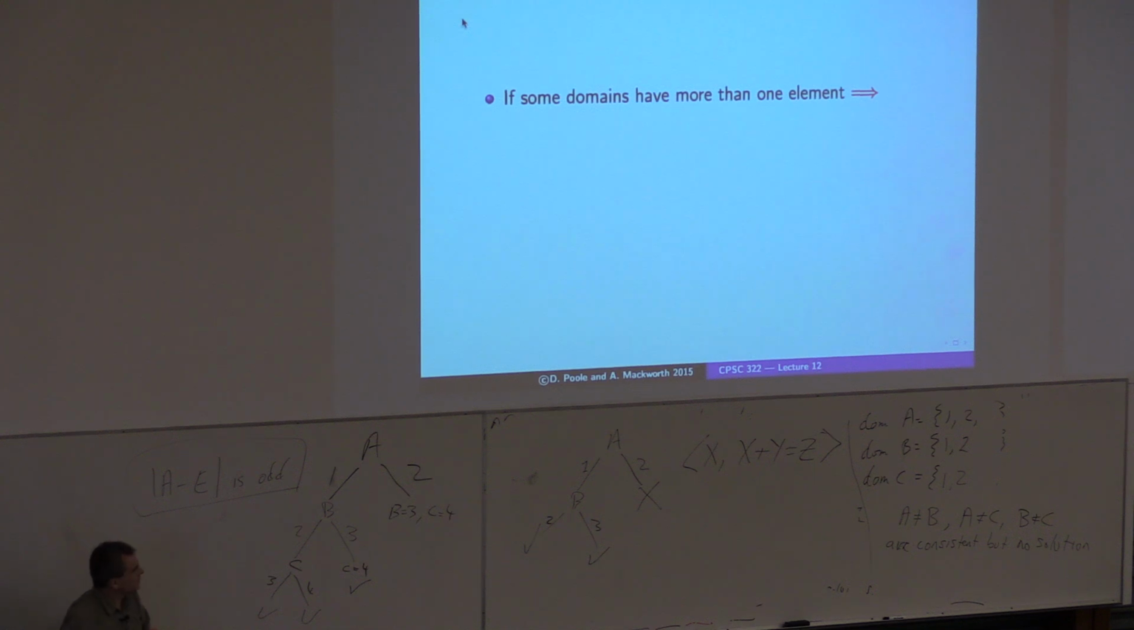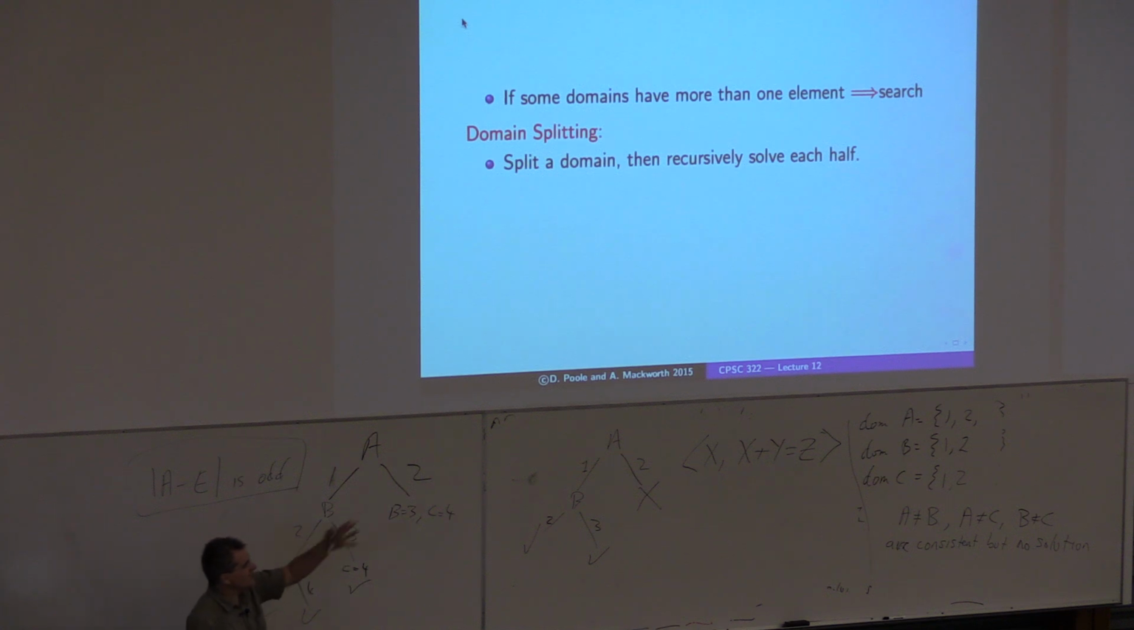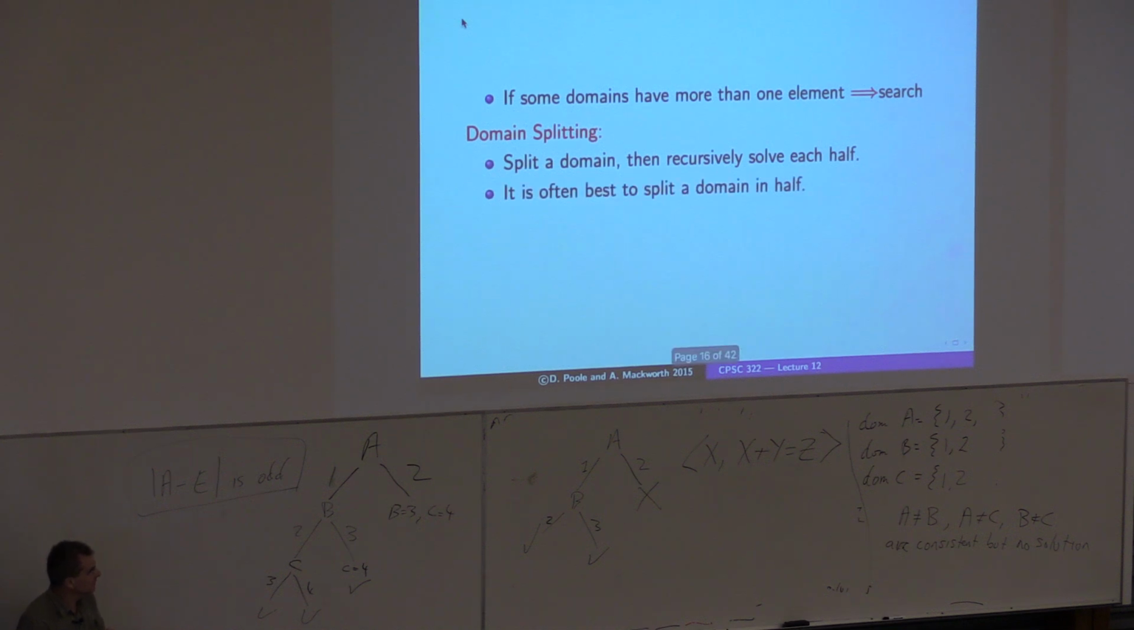If some domains have more than one element, then we do search. The domain splitting algorithm is essentially trivial. We split a domain, then recursively solve each half, using exactly the same algorithm we did before. To recursively solve each half, we run arc consistency again, and then we do domain splitting if necessary. So that was the algorithm we did.